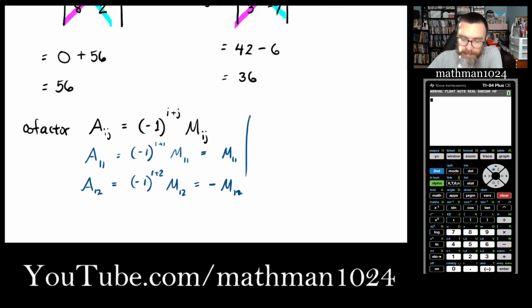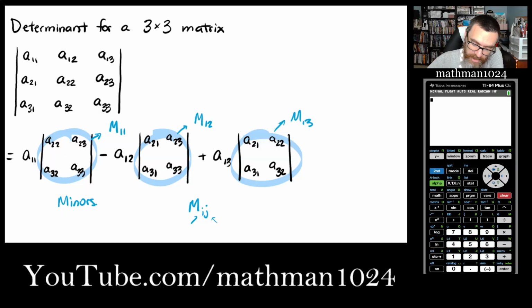that minor. So going back here to this previous page, you have here that 1 plus 2 is 3, so -1 to the third power gives you the negative. Here's 1 and 3, so 1 plus 3 is 4. -1 to the fourth power is equal to 1. So that's why you have a positive there.